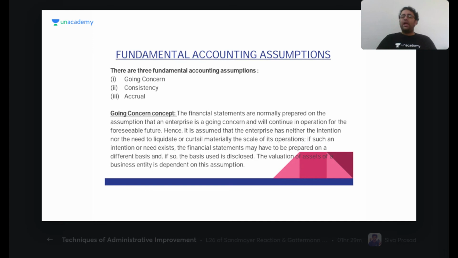So coming back to the example, in case you know that the company is going to shut down next year or it's already planning to shut down, then instead of showing the assets at the cost, you will show the assets at the market value of whatever they are going to realize if you try and sell them in the market. Are you clear with this? Any questions? Please ask me. Any questions?